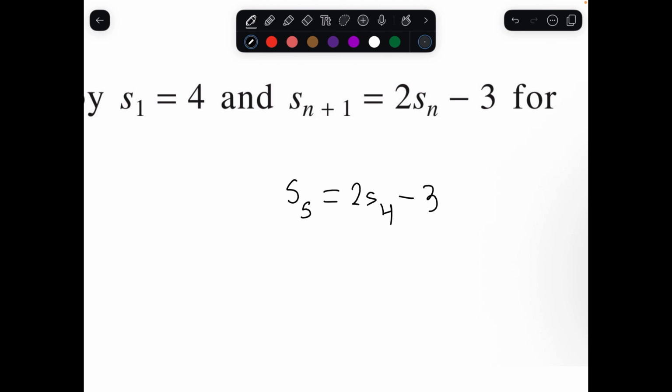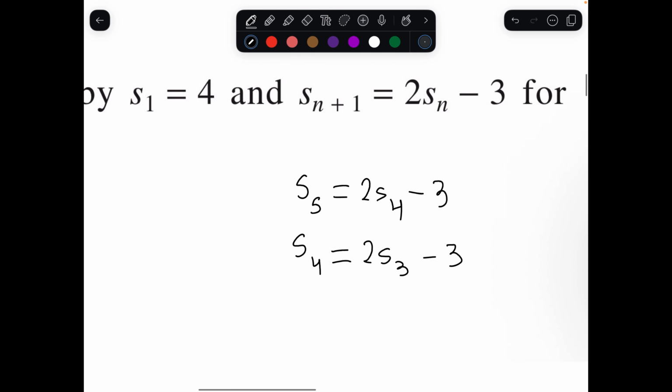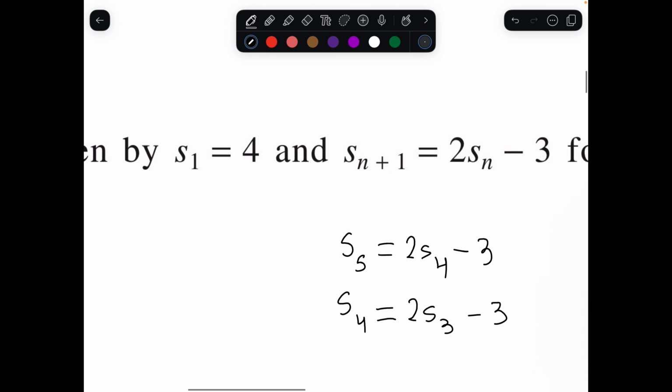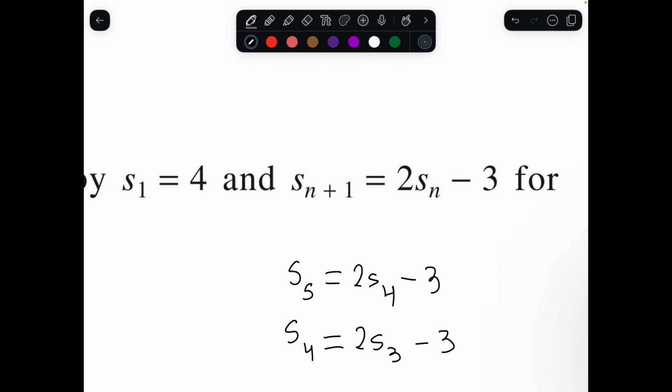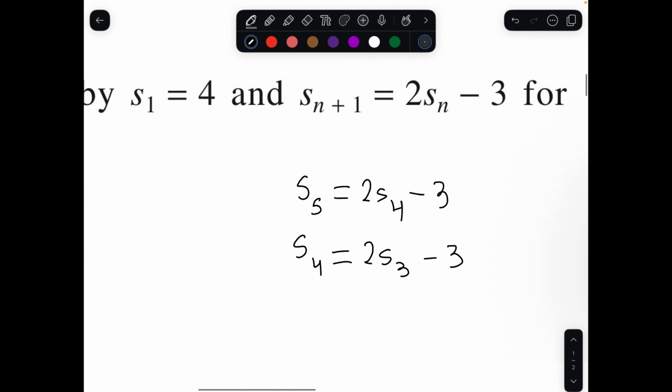Now, let's figure out what S4 is first. If I wanted to figure out what S4 is, I would have to plug in 3 for n. So S3 plus 1, which is 4, equals 2 S3 minus 3. But I don't know what s of 3 is. So I think you get the idea. The key is to find the next term after s of 1, which is s of 2, and then just keep using this formula to find out what s of 5 is.